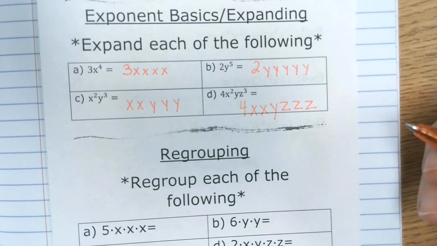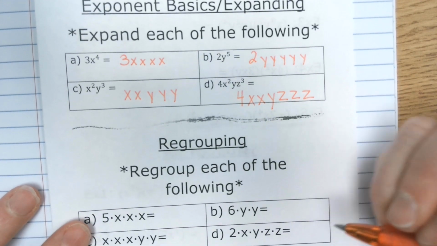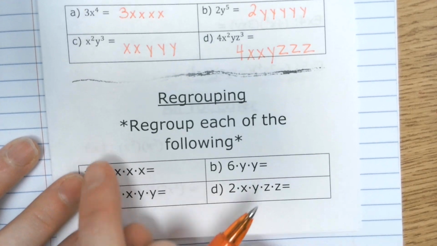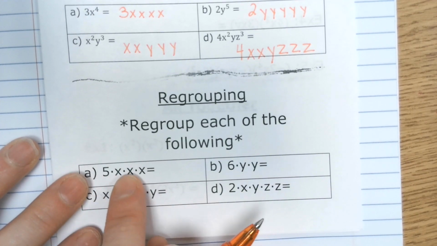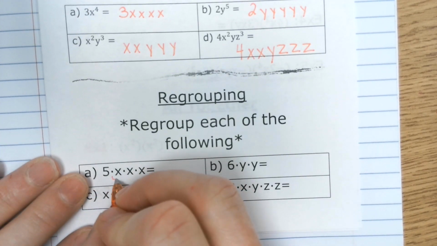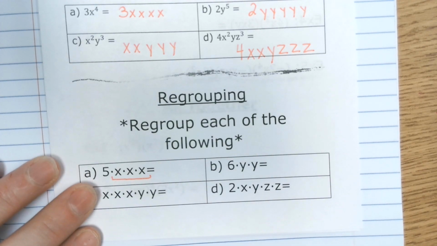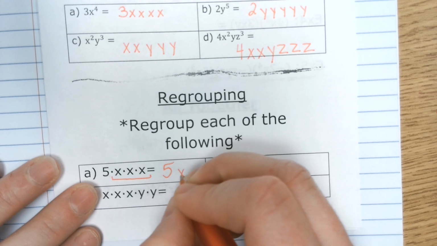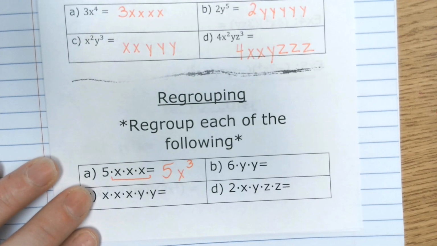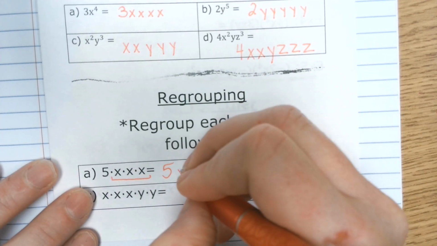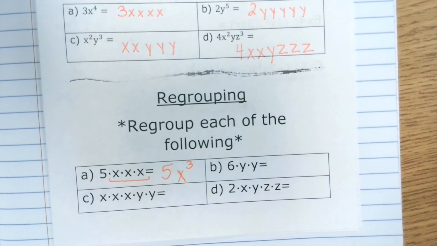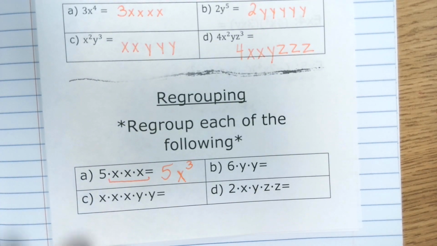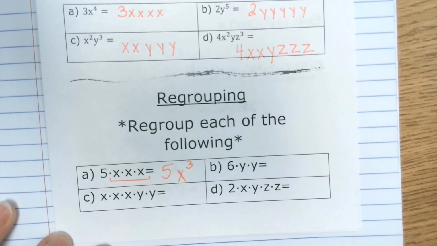So this is expanding. We can also regroup, so it's the opposite of expanding. So how many x's do we have? 3 of them. So we're going to write 5x to the 3rd power. Go ahead and do B, C, and D now.